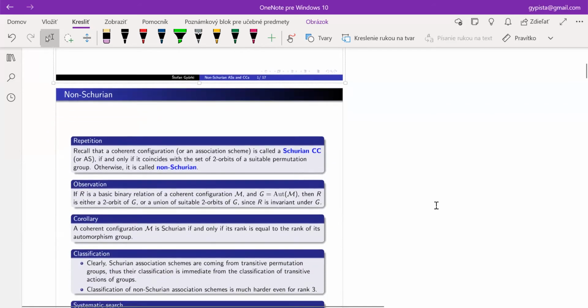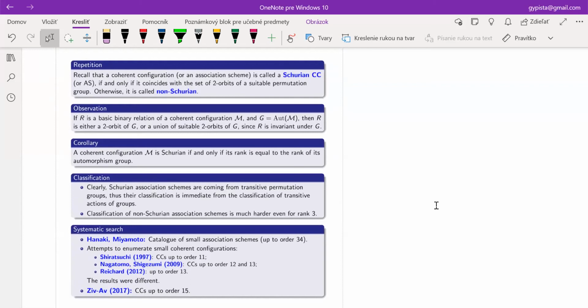So just to recall what association schemes or coherent configurations are Schurian. Schurians are precisely those whose relations are 2-orbits of some permutation group. So if a coherent configuration is Schurian, then I can find a permutation group whose 2-orbits are precisely the relations of this coherent configuration. And if there is no such group, then this coherent configuration or association scheme is called non-Schurian.